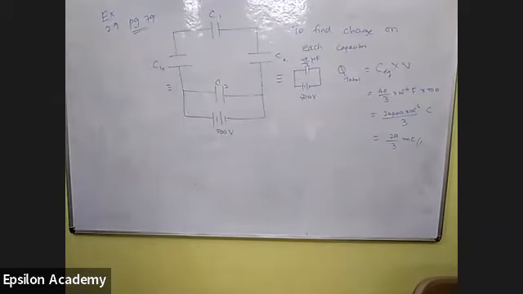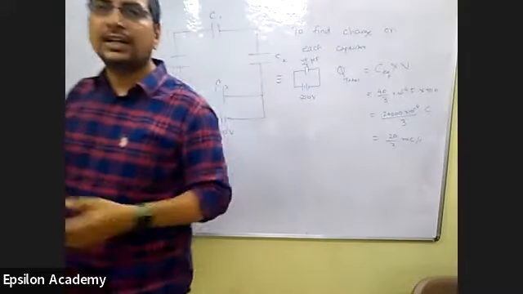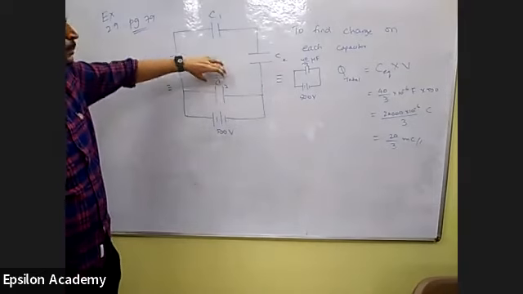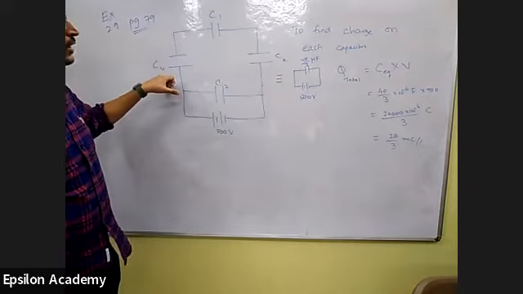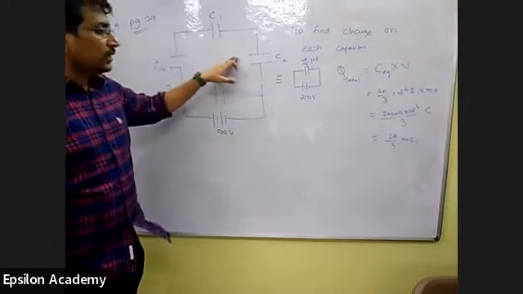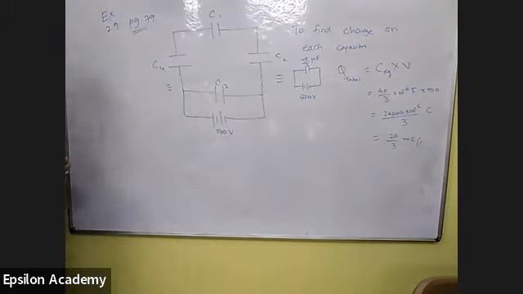But what is the question? Find the charge on each capacitor. Okay. Tell me one thing. Out of the 20 by 3 charge that is there, where is the charge getting divided? Some part will go to C3 and the remaining will go to C1, C2 and C4. Now the question is, among C1, C2 and C4, will it get divided by 3 or will it be the same value? It will be the same value because they are connected in series.